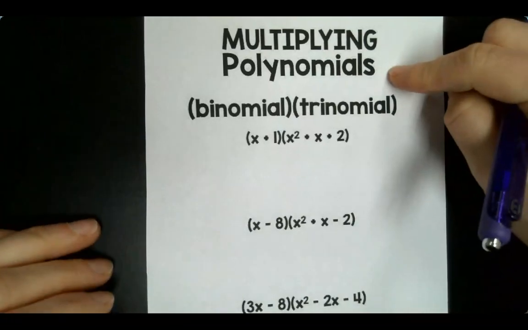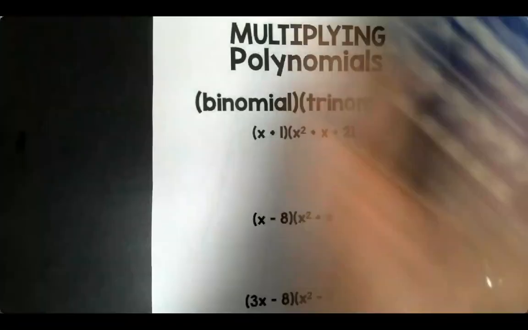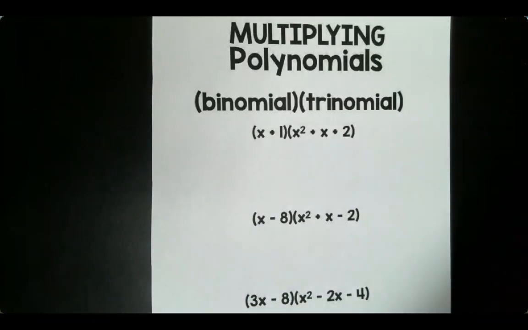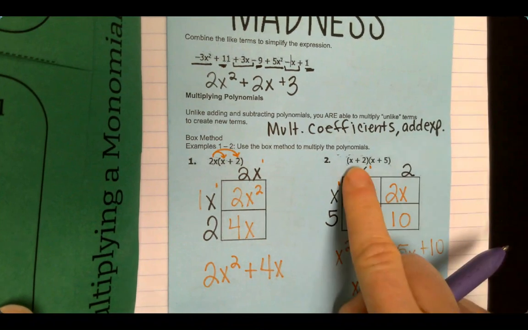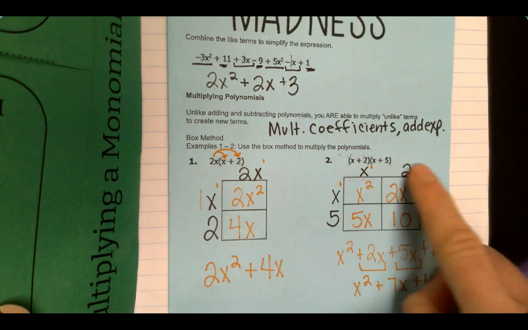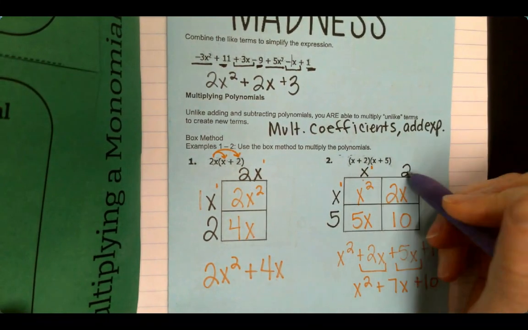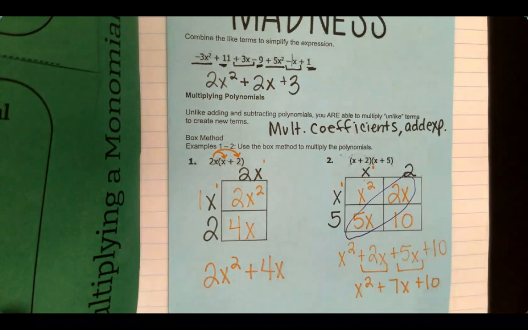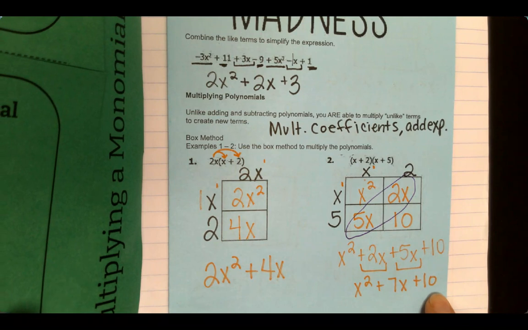We are going to multiply polynomials. Yesterday, we multiplied binomials, and we did the box. It was a 2 by 2. 2 terms in the first one, 2 terms in the second. So our box was a 2 by 2. And then we were able to combine our diagonals that were like terms to come up with a 3-term answer.